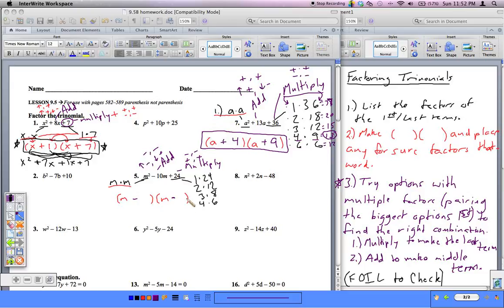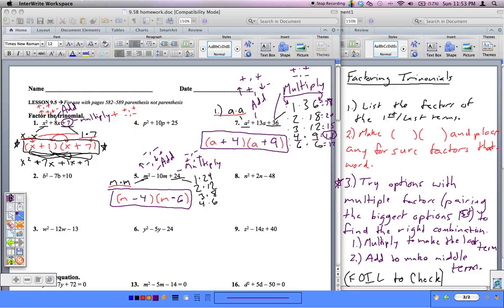And after those ones go in there, we're going to need the combination that adds to make negative 10. And in that situation, these would make 25, these would make 14, these would make 11, these would make 10. So we know that the 4 and the 6 is the proper pairing here, and there is our answer.